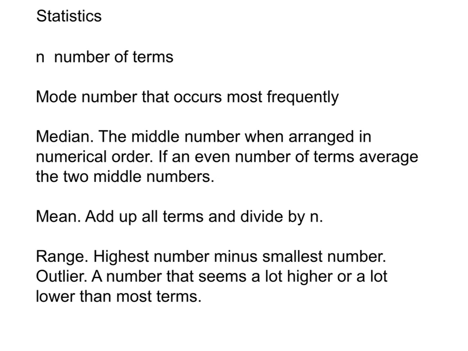The range is the highest number minus the smallest number. So don't leave an interval for a range, leave a number. Like 5 minus 1 is 4, the range is 4. Outlier is a number that seems a lot higher or a lot lower than most terms, and you may omit that depending on the situation. On the next slide, we're going to actually calculate all of these terms. So please make sure you know your vocab.